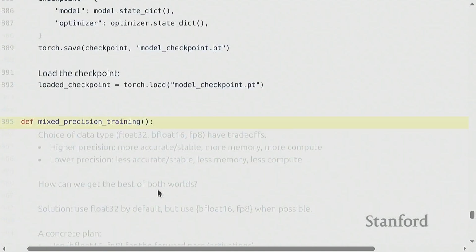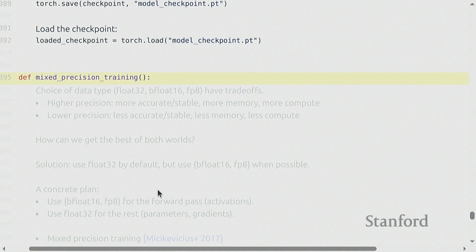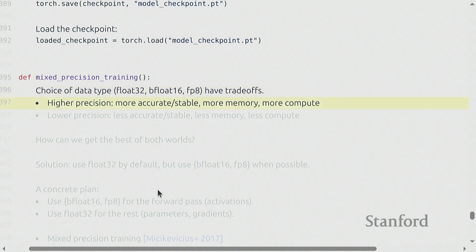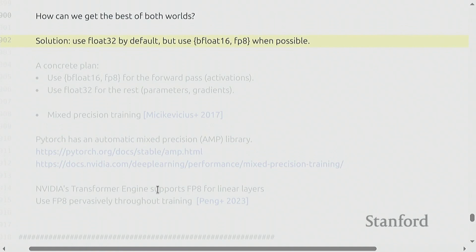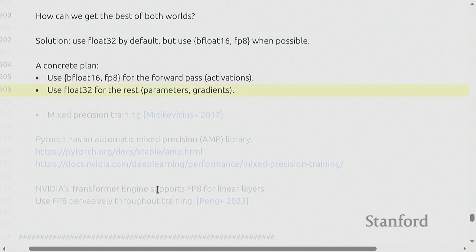One maybe final note, and I'll end, is I alluded to mixed precision training. Choice of the data type has different trade-offs. If you have higher precision, it's more accurate and stable, but it's more expensive, and lower precision is vice versa. As we mentioned before, by default, the recommendation is to use float32. But try to use BF16 or even FP8 whenever possible. So you can use lower precision for the feed-forward pass, but float32 for the rest.